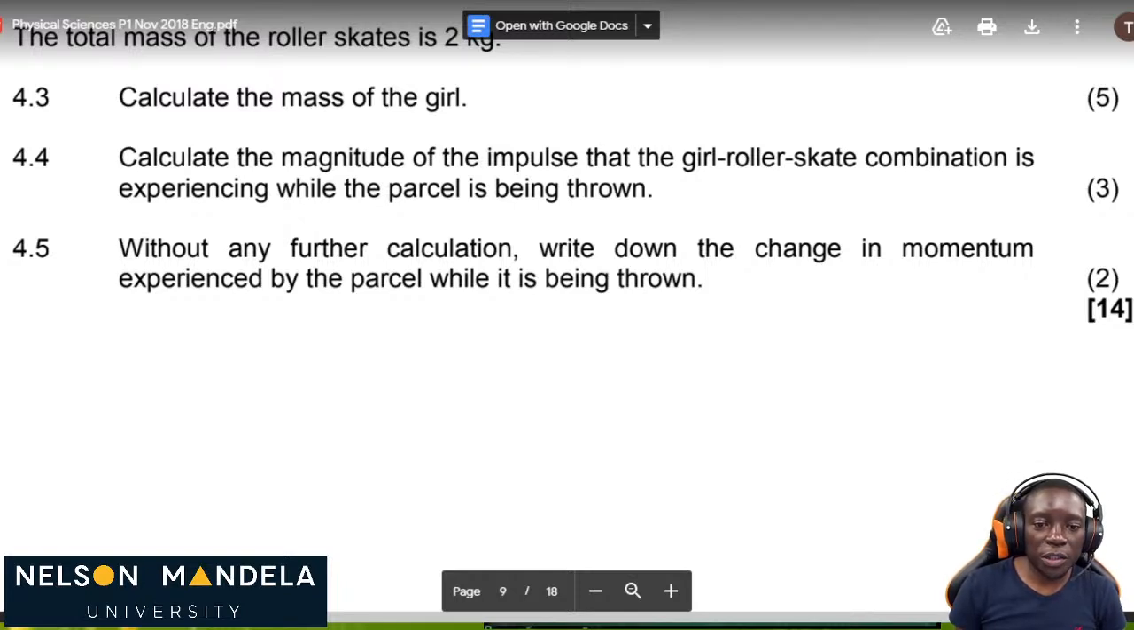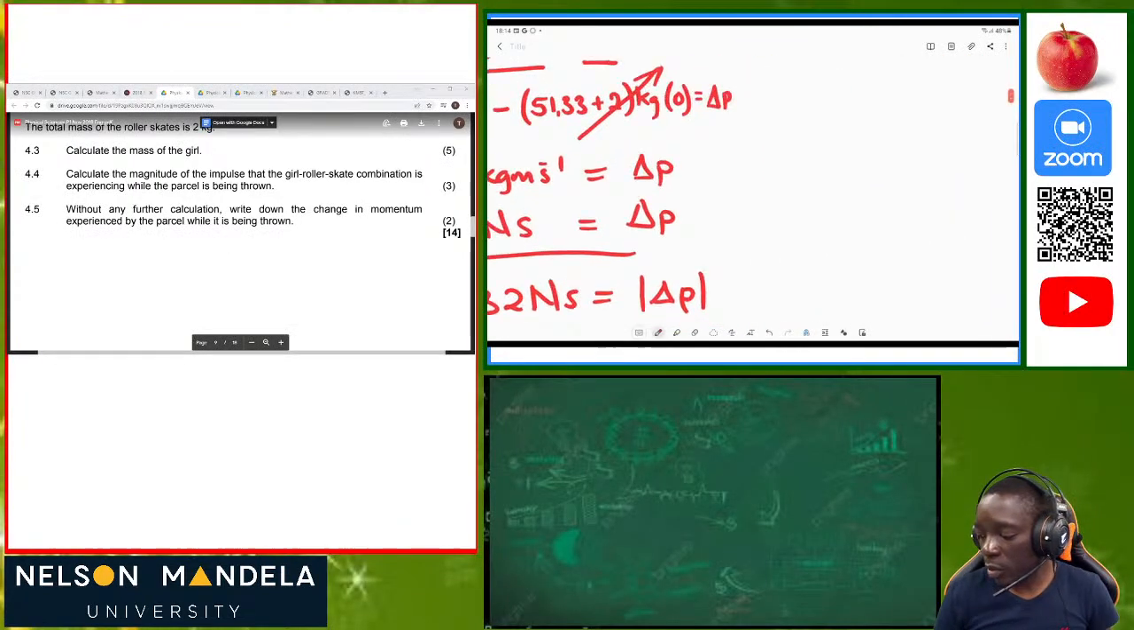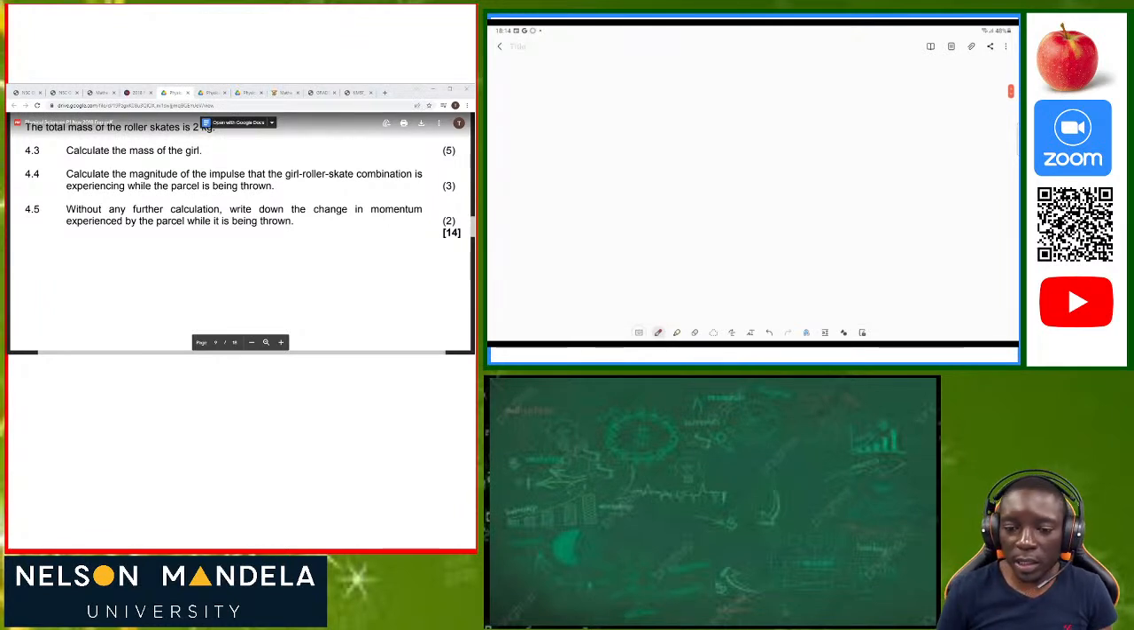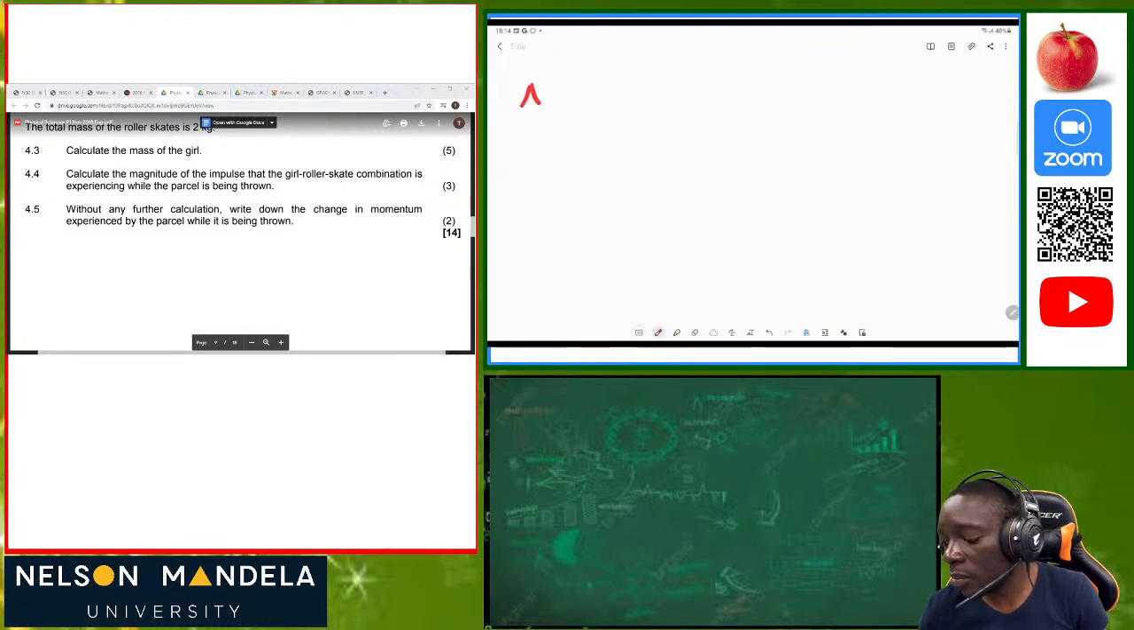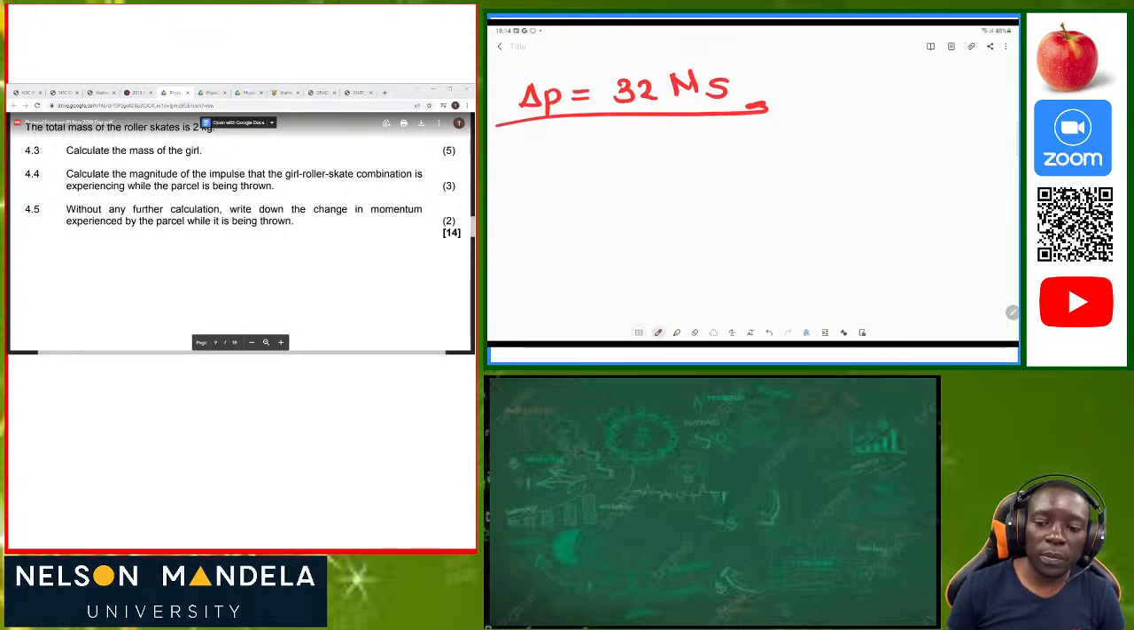Without any further calculation, write down the change in momentum experienced by the parcel while it is being thrown. The change in momentum experienced by the parcel is the same as the change in momentum experienced by the girl roller skate combination. So without calculating, that change in momentum is the same as the impulse, and it will be 32 Newton second. The change in the momentum is the same for the girl roller skate combination and for the parcel.